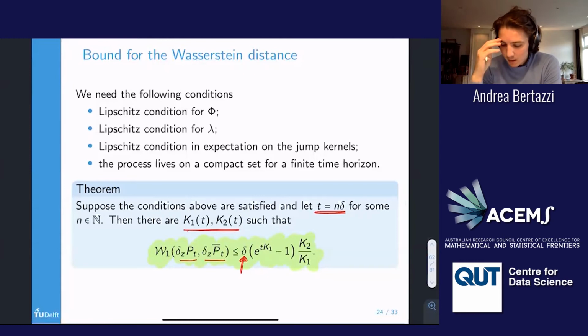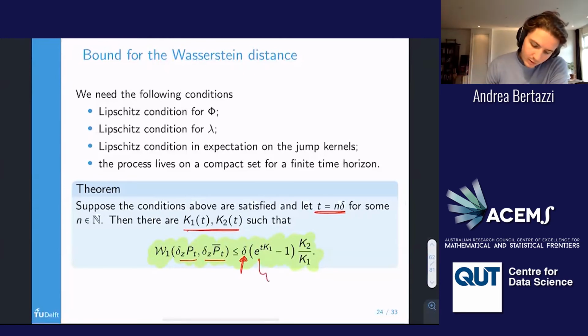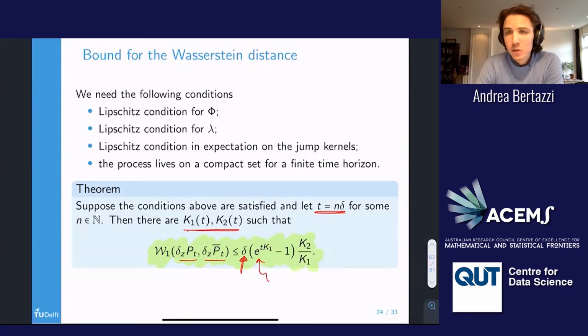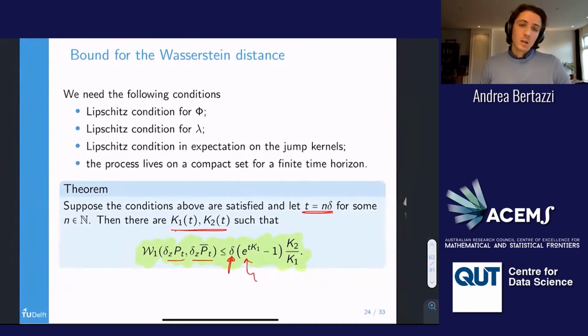Something that is less comforting, if you want, is this term here, e to the t k_1. So this is exponential in time. So indeed, when you have a large time horizon, the distance between the two processes will probably be large. But it must be observed that this is a very pessimistic bound. If you think of Hamiltonian Monte Carlo, for those of you who are in the MCMC world, these kinds of bounds you would also obtain for HMC. You would also obtain, I think, some exponential in time term, but it's never really observed in practice. So that's not really something to worry too much about. It just comes out of the proof style, I guess.